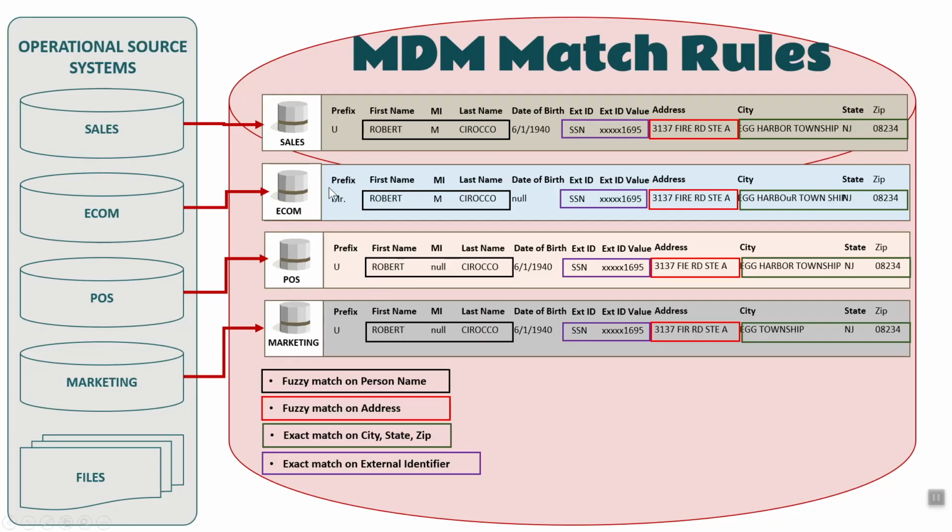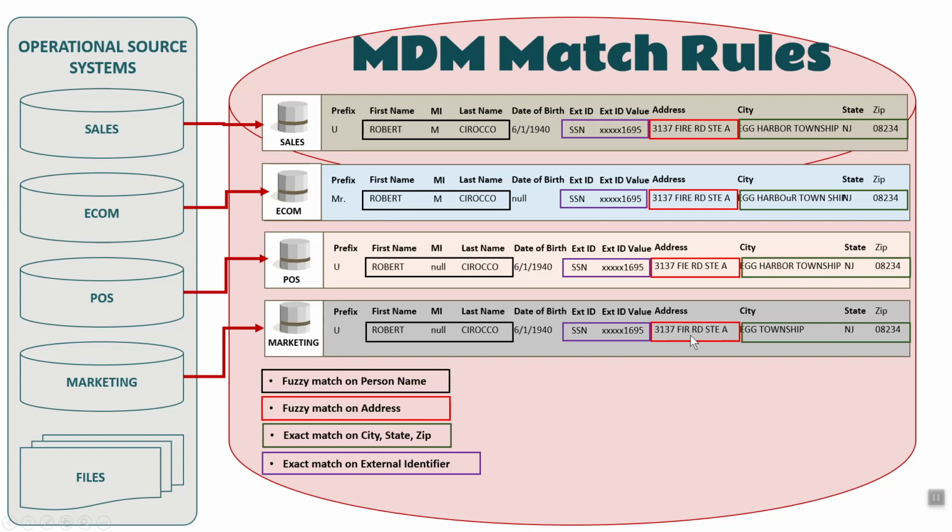Let's take an example here. The data is coming from different sources, and here you see data from sales, data from e-com, data from POS and marketing. Just focus only on the address. The first address says 3137 Fire Road, Suite A. The second one is also the same, but the third one coming from POS has some issues associated with the data. It's 3137, and instead of Fire Road, it says FIE. The R is missing, so there is a typo here. So there is an issue with the data.